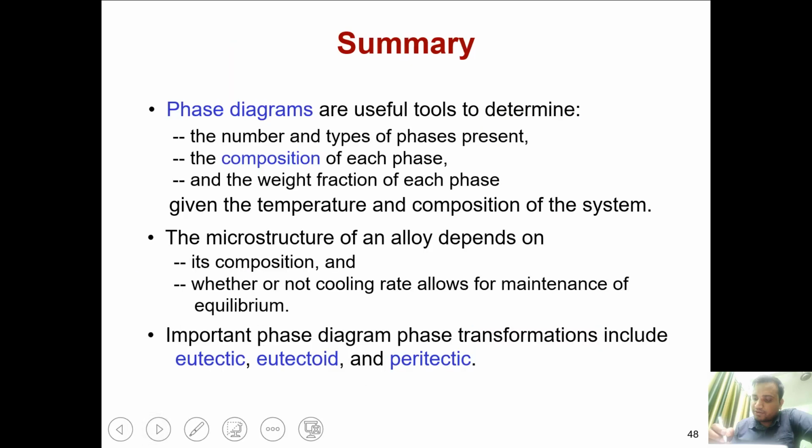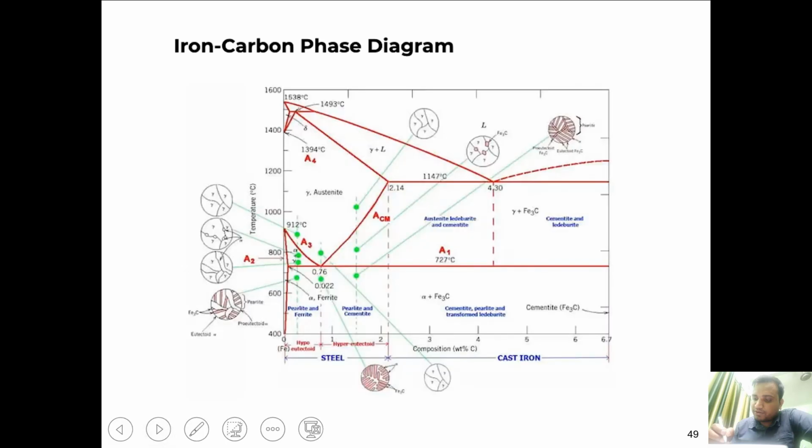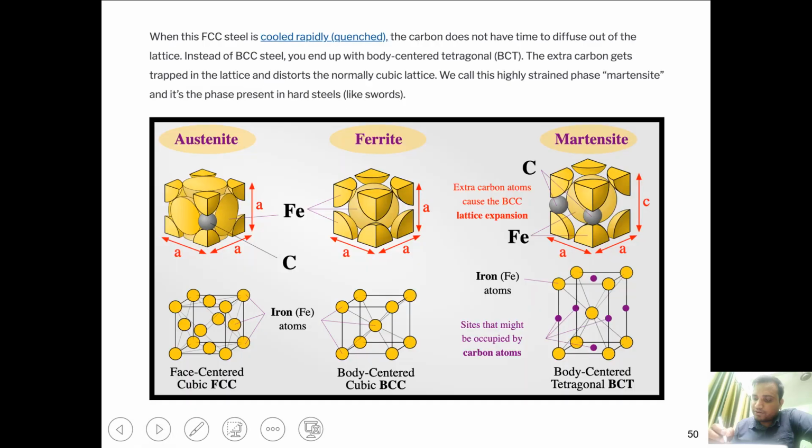So this is the summary. Phase diagrams: we have different reactions: hypoeutectic, eutectoid, peritectic, like this. This is the iron carbon phase diagram, shown again. Austenite is the FCC, ferrite is the BCC. Then this is your martensite. Martensite is also similar to BCC, but because of the carbon entrapment, one axis, the C axis, elongates.